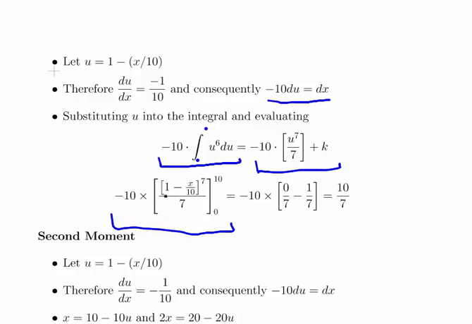So we get minus 10 times (1 minus x over 10) to the power of 7 divided by 7, and we evaluate that at 10 and 0 and take the difference to find the definite integral. So we get minus 10 times (0 over 7 minus 1 over 7). The two minus signs cancel out, so they become essentially pluses, and that means the expected value is 10 over 7.